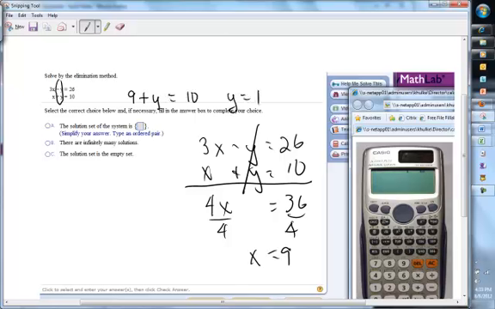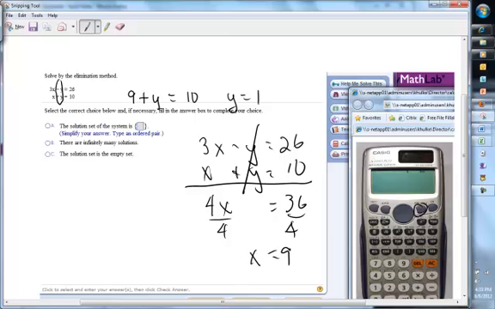When we enter this one on our calculator, mode 5, 1, we get 3, negative 1, 26. And the next row, 1, 1, 10. And x is 9 and y is 1. Make sure you press equals to get those answers. Okay, so we get 9, 1 is our answer. 9, 1.